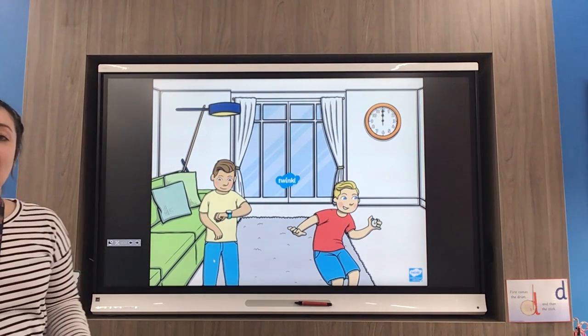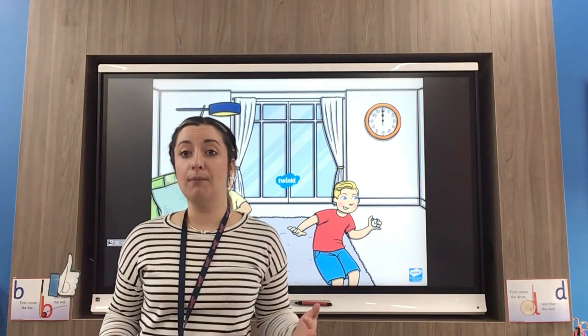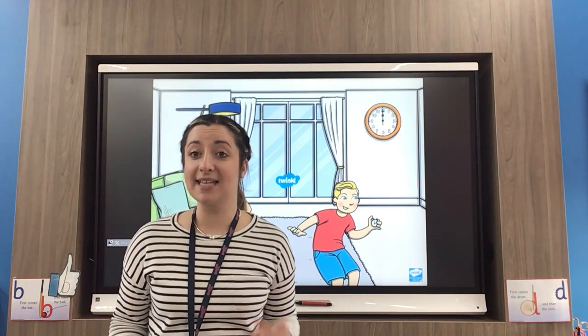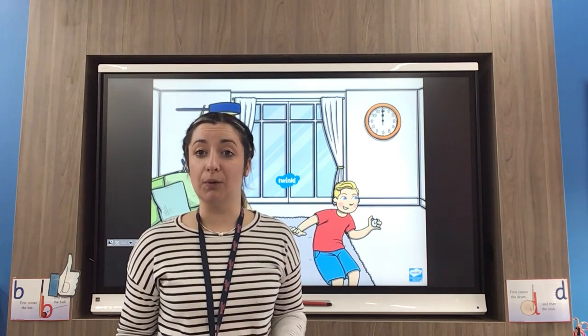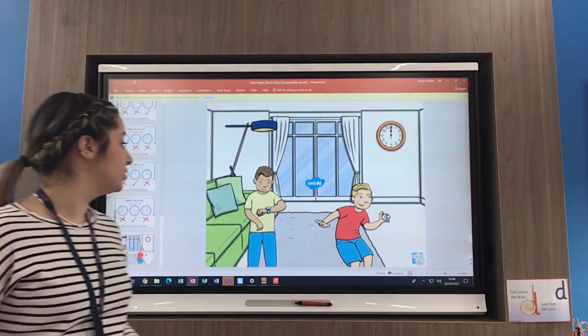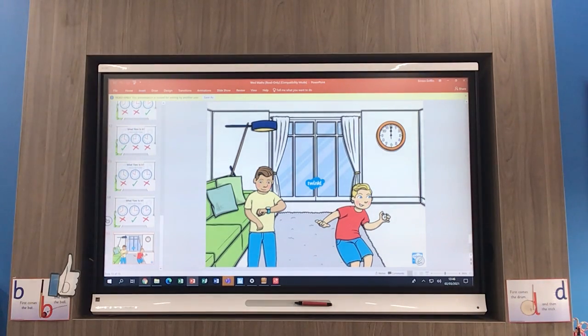Okay, so what we're going to do now is we're going to go on to a game on Top Marks. This is something that you can access at home, and this will help you with your time problems in your workbooks today. So let's go on to our final activity.